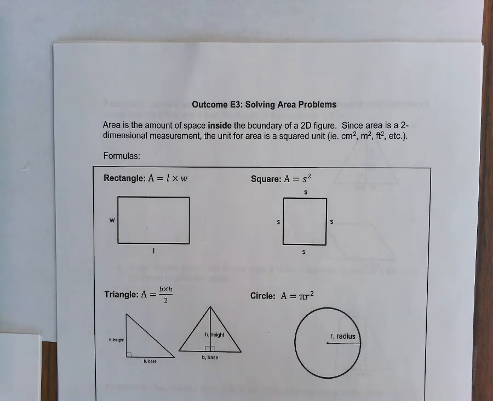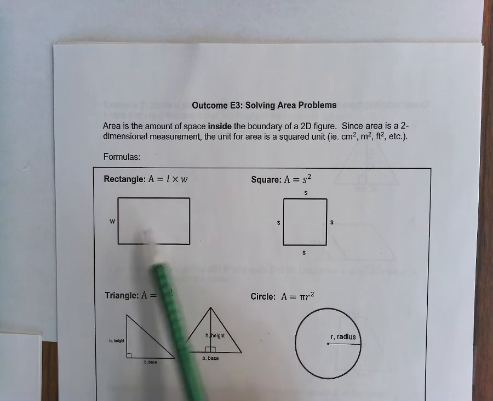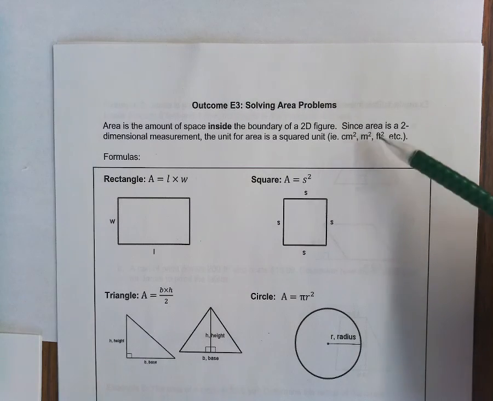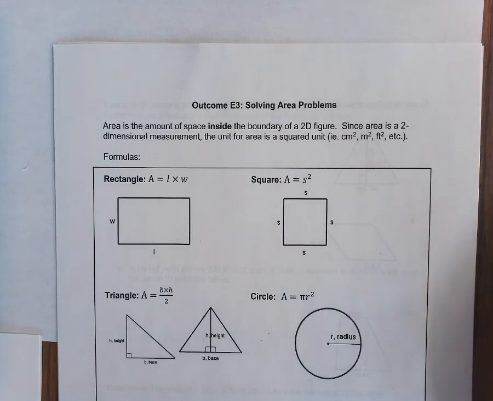In this lesson, we are going to go through how to solve area problems. If you recall, the area is the amount of space inside the boundary of a 2D figure. So we're looking for the area that's inside any of these shapes. Now, because it's a two-dimensional measurement, the units that we use have to be squared. For example, centimeters squared, meters squared, inches squared, kilometers squared, whatever the unit is, needs to be squared.